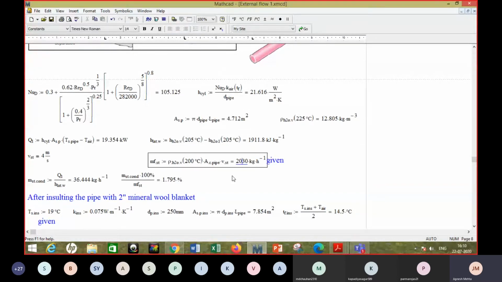So what percentage is it of the total flow rate? Total flow rate has been given. Don't look at the calculation done here. It has been given in the data. So it's 2030 kilogram per hour. So out of that 2030 kilogram per hour, 36 kilogram is getting condensed, which is 1.795% or around 1.8%, right?